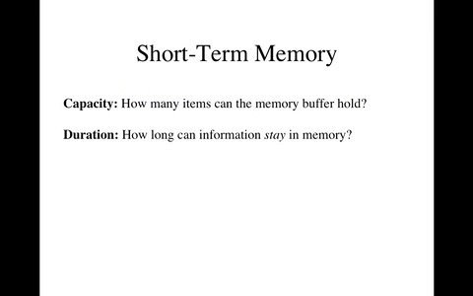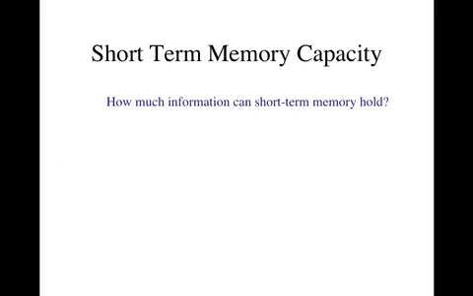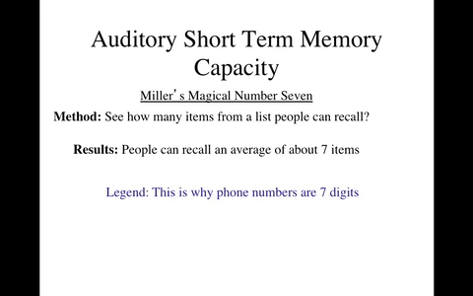So what's the capacity and what's the duration of short-term memory? How many items can it hold, and how long does the information stay? So in terms of how much information, we discussed Miller's magical number 7. 7 plus or minus 2 items. So if somebody's read off a list of letters or names, the typical capacity is that usually they'll remember 7, or sometimes as low as 5, and sometimes as high as 9, depending on the individual.